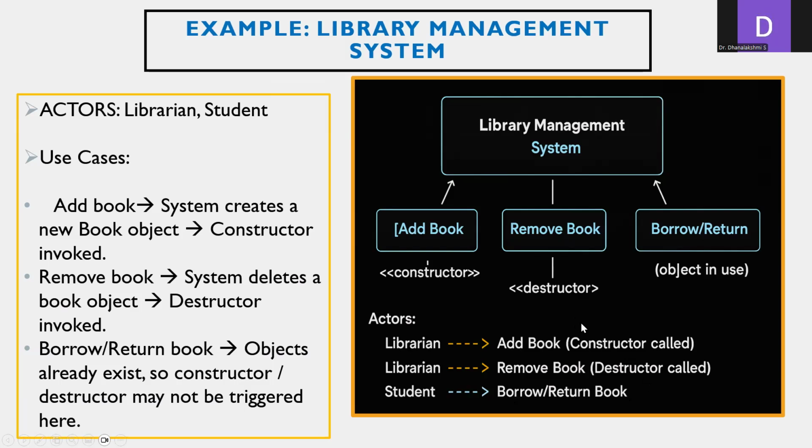So when the librarian adds a book, the constructor is triggered to create that book object. When the book is removed, the destructor is triggered to delete it. During borrow or return operations, no new objects are created and the existing book objects are simply used. So this is a simple use case diagram to explain the constructor and the destructor.